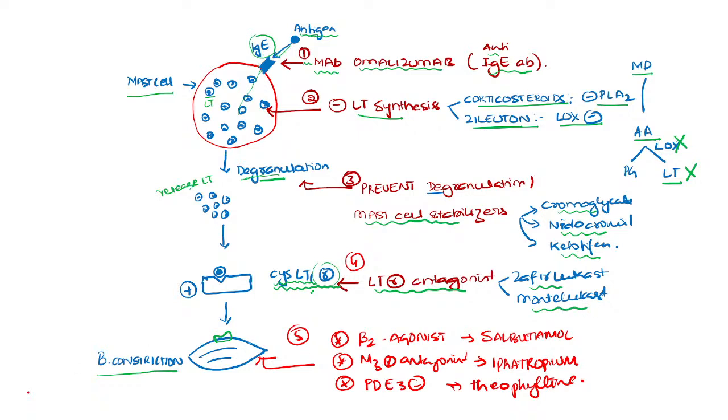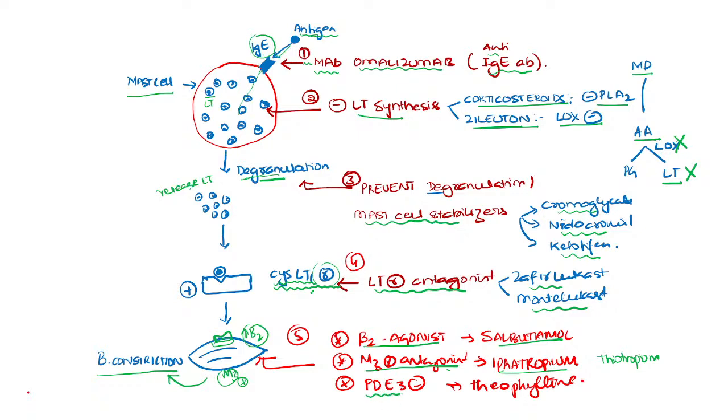Then we have a fifth target site at the bronchial muscle. So you need to prevent the bronchoconstriction. Basically you need to increase the activity of beta 2 receptor activation. This can be done by a beta 2 agonist, salbutamol is the example. Whereas M3 receptors also will be there. Activation of these will lead to bronchoconstriction. So by giving an M3 receptor antagonist, that is ipratropium bromide and tiotropium bromide, you will be able to overcome the bronchoconstriction.